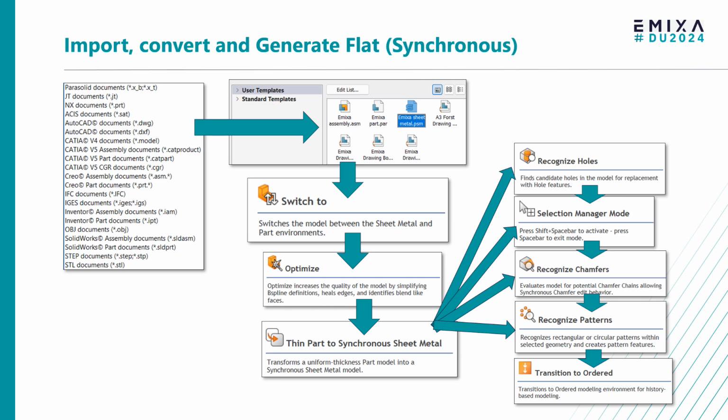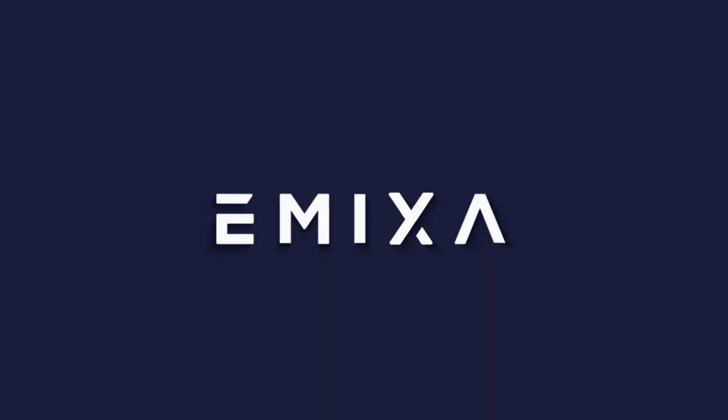We can then go and recognize holes. We can use Selection Manager mode to recognize slots, cutouts, other kind of features. We can then recognize chamfers. We can select any kind of slots and turn that into recognized patterns. And then if we want, we can transition to ordered and do our normal ordered modeling in the way that we know. This process takes seconds, and then we're probably going to spend a lot more time transitioning to ordered, flat patterning, tidying everything up. So we've got some really good commands. Let's have a look at this then.